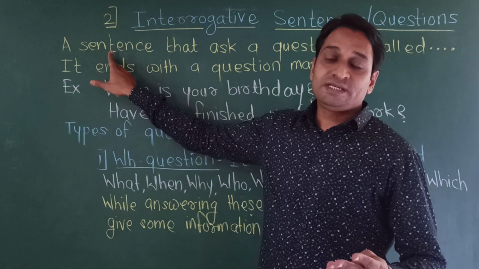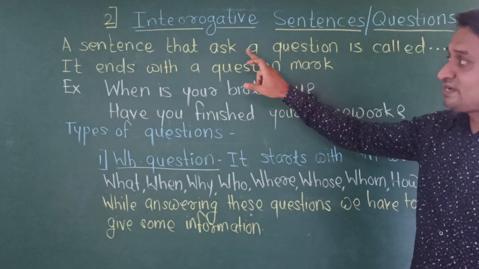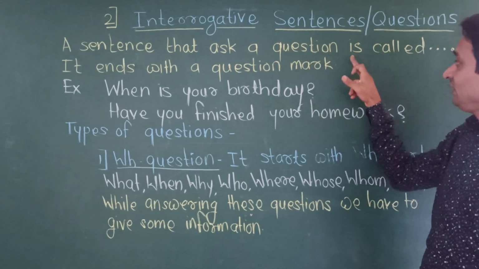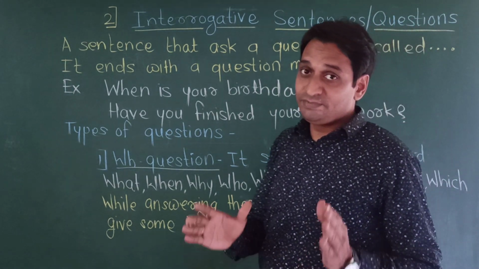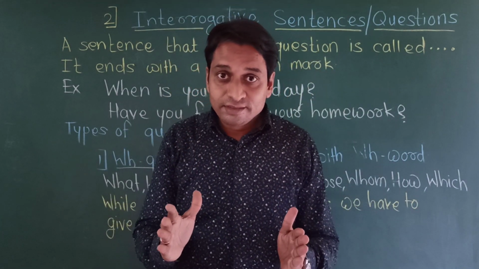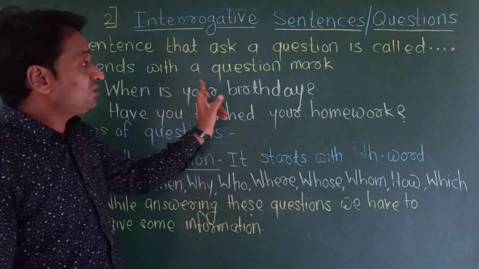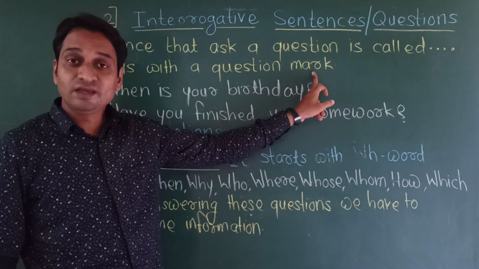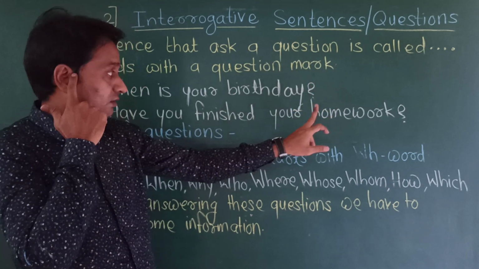What is an interrogative sentence? A sentence that asks a question is called an interrogative sentence. If there is a question, then it is called an interrogative sentence. It ends with a question mark. Every interrogative sentence ends with a question mark.